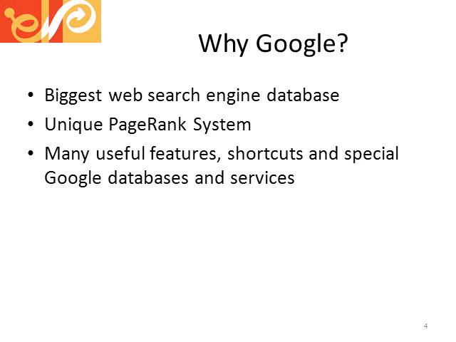So why use Google? Google is currently the biggest search engine database. Google uses a unique algorithm called PageRank, a system to get targeted results for your search queries. I'll explain PageRank in more detail later. Finally, Google offers many useful features, shortcuts, and special databases and services. These will be covered in other sections of this course.